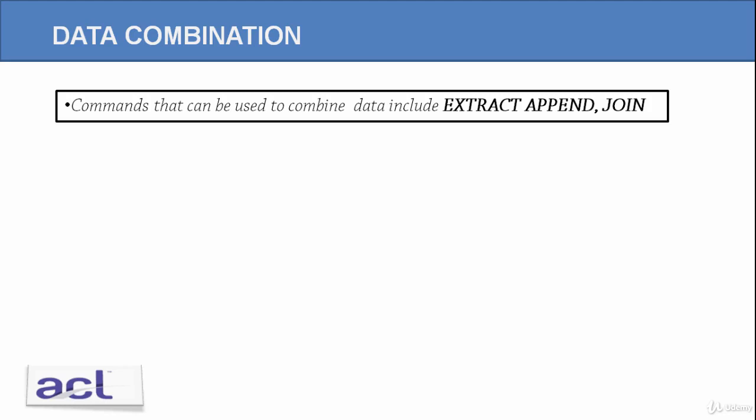How do you go about that? That's when you'll be thinking of the extract command. The extract command is capable of helping you combine all this data together so that you just have it in one table. So the join command is a very, very key command in ACL. It's just like your VLOOKUP in Excel. It performs the same function as your VLOOKUP in Excel.